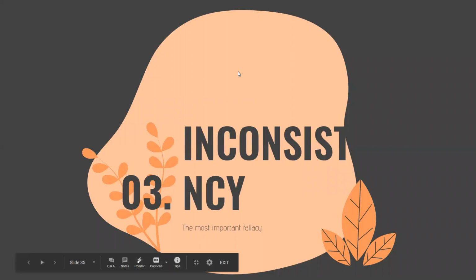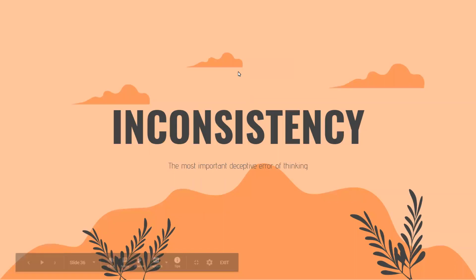Inconsistency. Inconsistency is the most important fallacy, the most important deceptive error of thinking. Students writing on philosophical issues for the first time often express inconsistent views, as in this example.